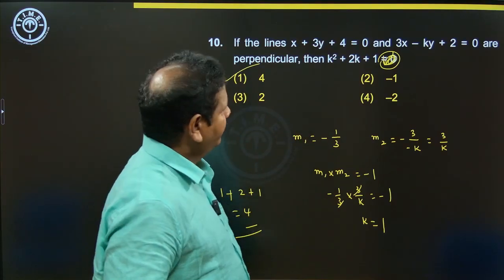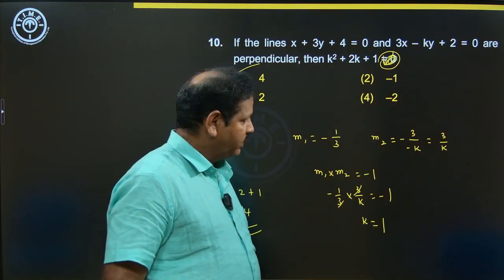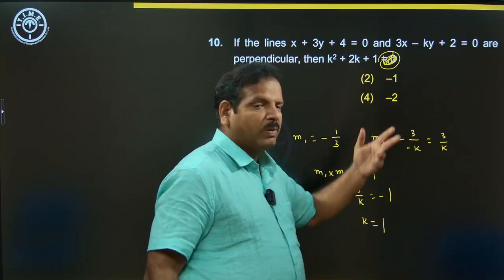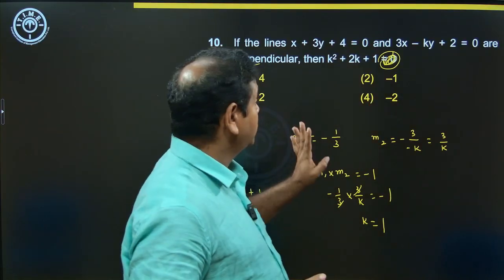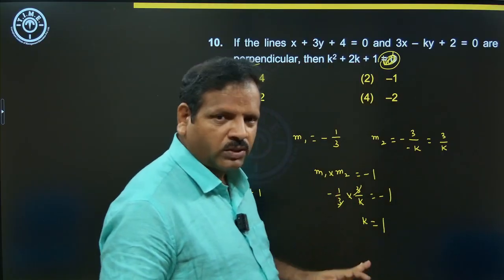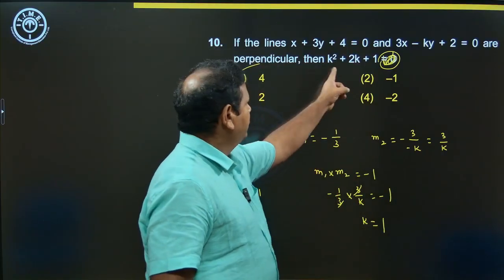You can do it like this: use the perpendicular concept, m1 into m2 equal to minus 1. The k value comes. What is the value of k square plus 2k plus 1? Just that equal to 0 is not there, forget about it. Find out the value.